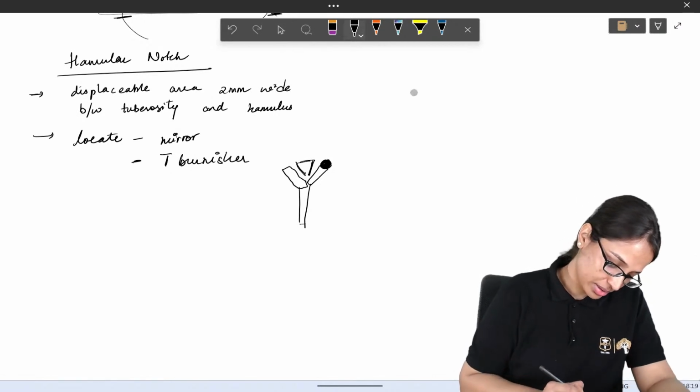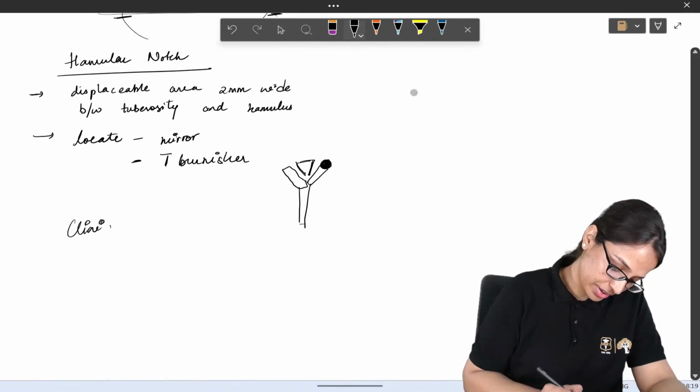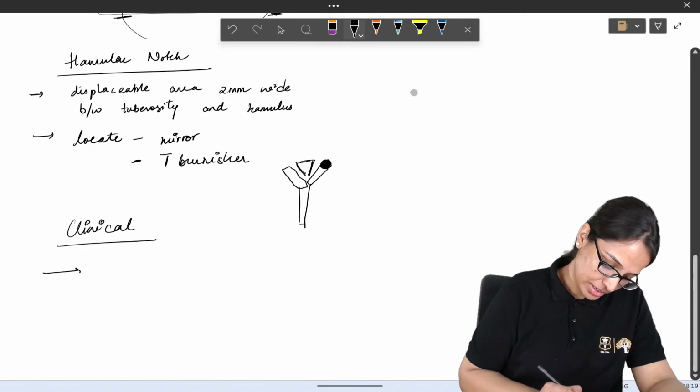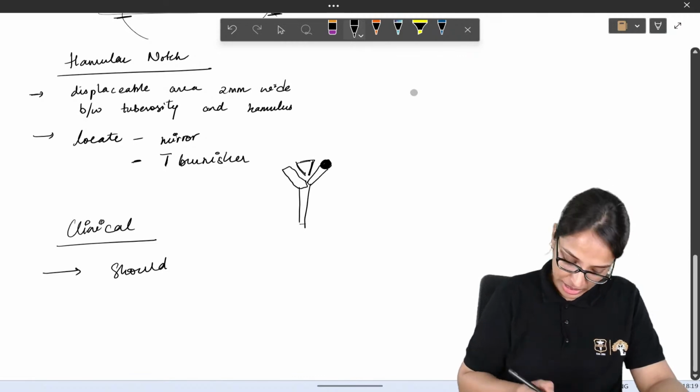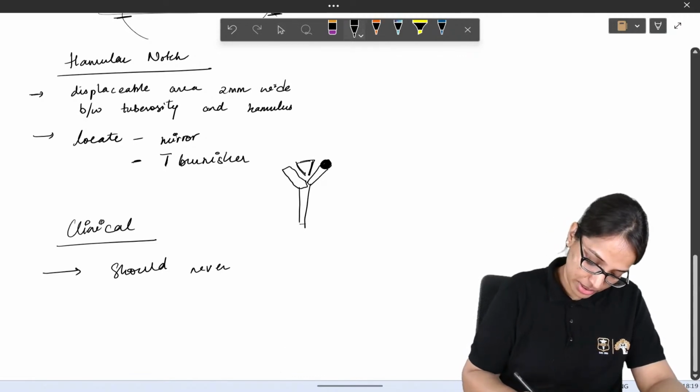Now, what are the clinically significant points? A denture should never end on the tuberosity.